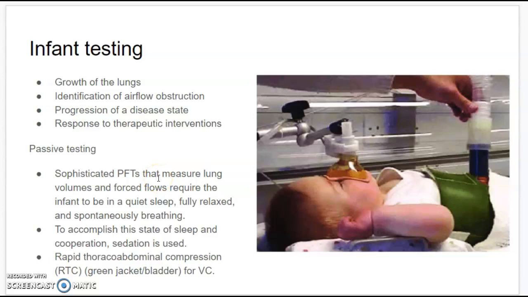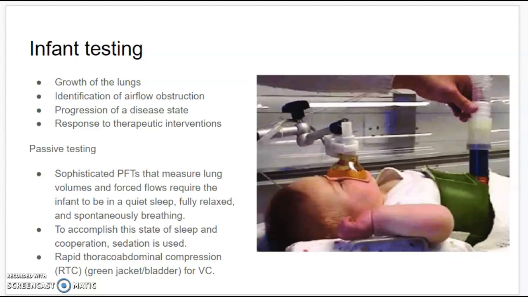To do this, most of the testing is going to be passive, meaning the patient's going to be asleep, relaxed, and spontaneously breathing. And we are either going to be measuring flows or volumes, and we're going to sometimes occlude the airflow to the patient and then release it. Another thing we might do is compress their thorax in order to measure their vital capacity. But all of infant testing is going to be passive.